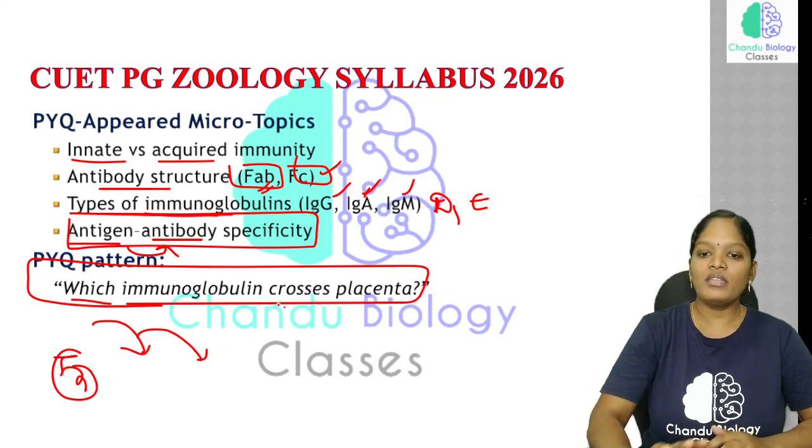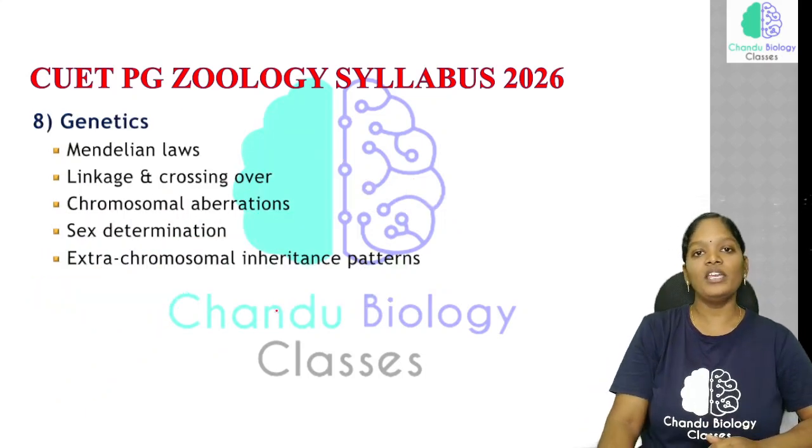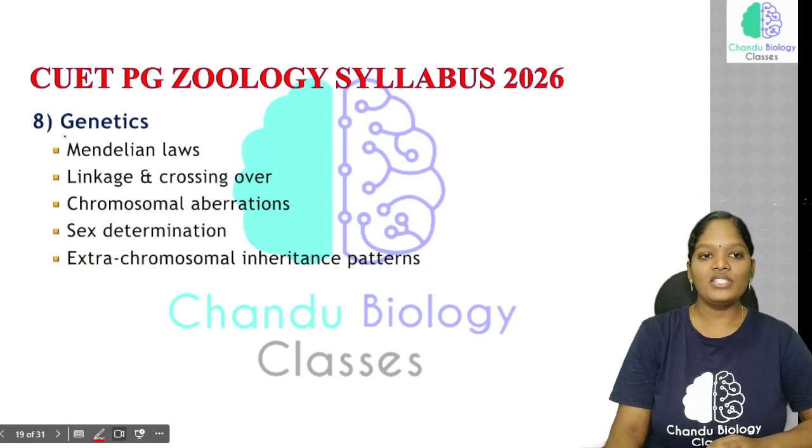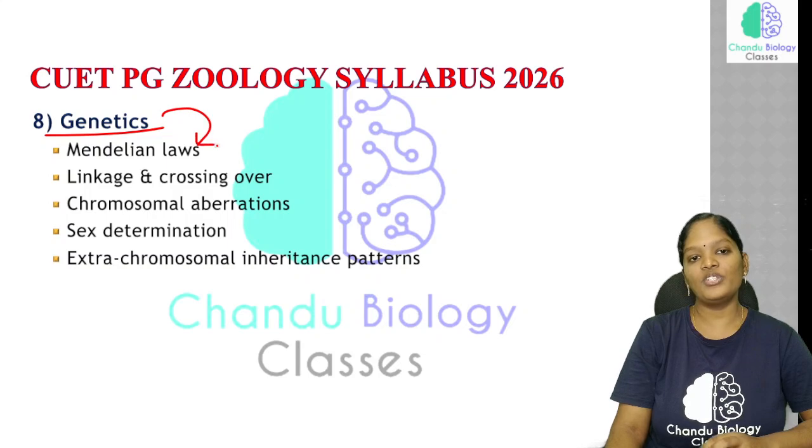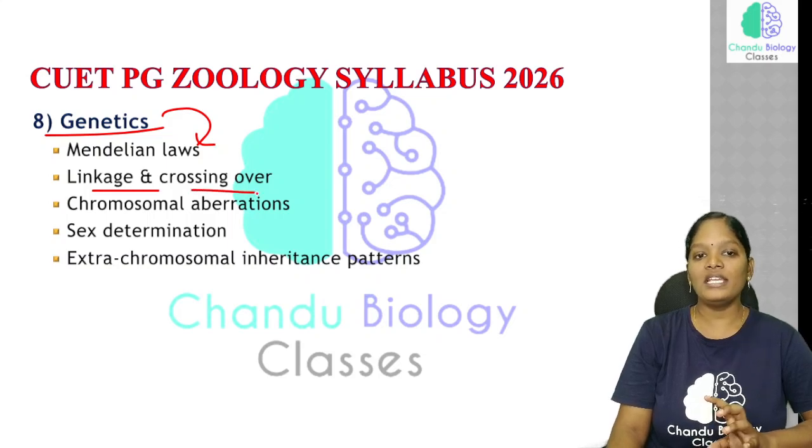Okay, so this is the basic question we can expect from the immunology chapter. In the 8th chapter, that is genetics, we should not skip the Mendelian laws. Mendel had 3 laws: law of dominance, law of segregation, and law of independent assortment. And what is linkage and what is crossing over?